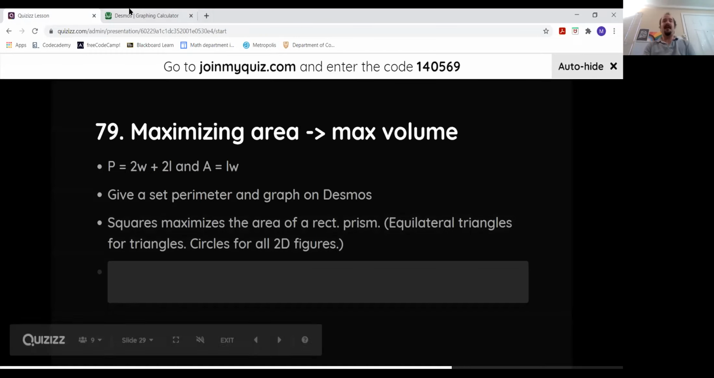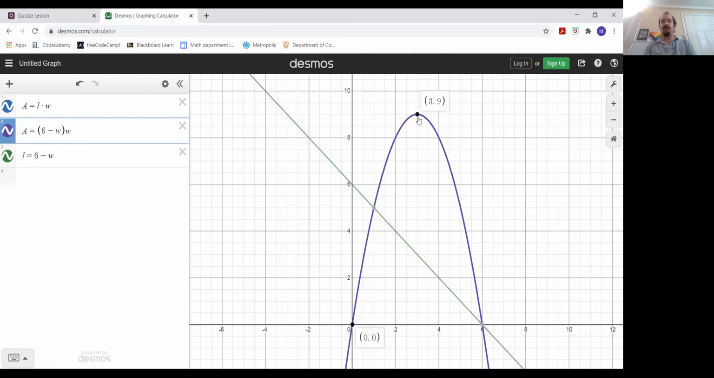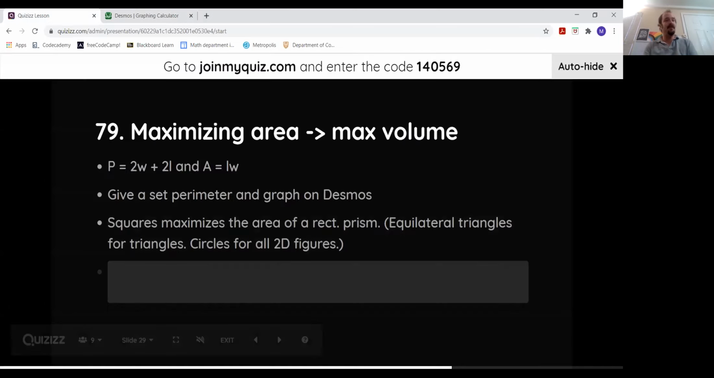If you look at this, we can see that what's going to maximize our area is when the length and the width are the same size. You can do this with different set perimeters and it will give you the same thing. It'll always be a square that maximizes your area. If you want to talk about triangles, it's equilateral triangles. If you're talking about all 2D figures, the circle is the thing that maximizes your area, given a set perimeter.